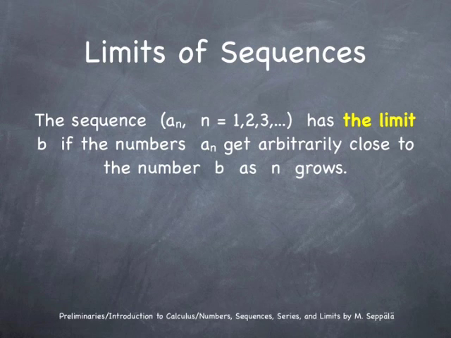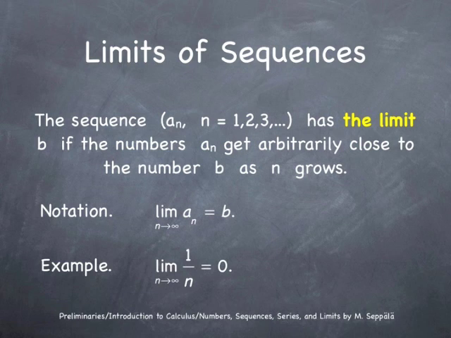Sequences have limits. A sequence an has the limit b if the numbers an get real close to the number b as n grows. This is a heuristic definition of limits. Later we will give a precise definition of what it means that numbers get arbitrarily close to some other number as n grows. The notation for the sequence an having the limit b is that the limit as n goes to infinity of an equals b.